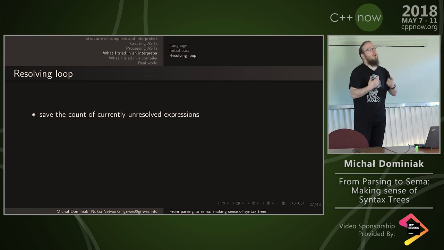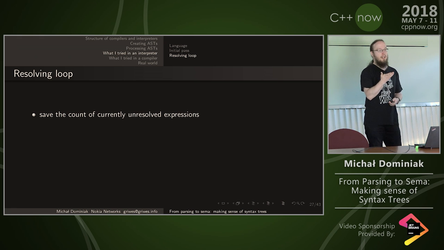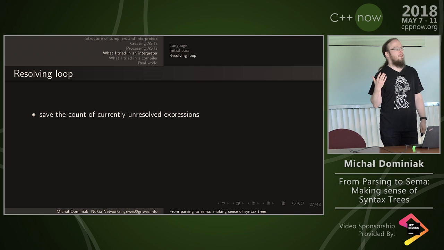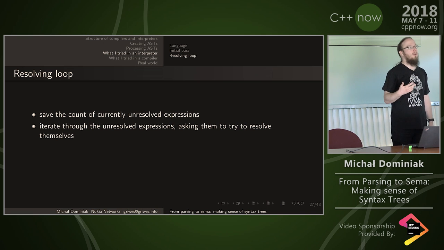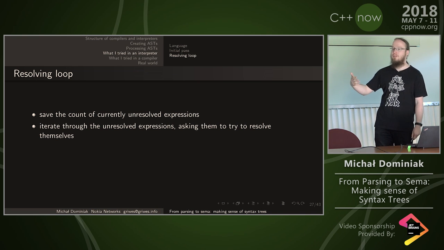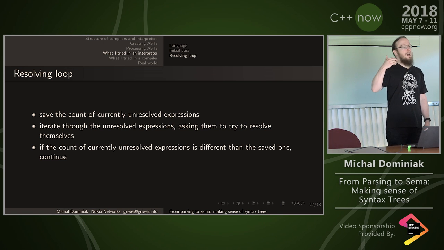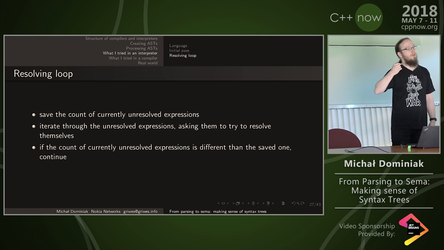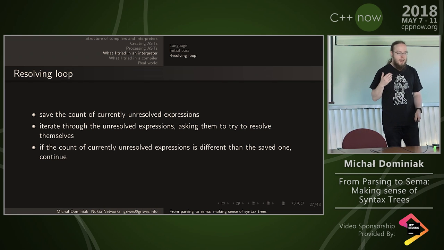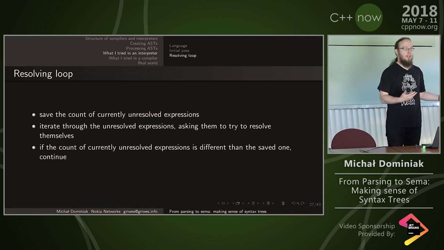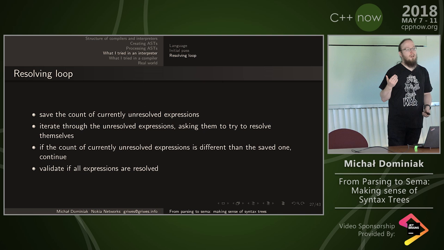Okay, and then we have to try to resolve everything. And this is a case of the loop that I talked about before. So we save the number of things that are currently not resolved yet. We loop through all of them, telling them to see if they can resolve themselves yet. At the end, we again check the number of currently unresolved expressions. And if those two numbers are different, we continue looping. If those two numbers are the same at the end of one of the iterations, that means we made no progress. And that means that we are finished, either to tell the user that they have a problem or to finish successfully.